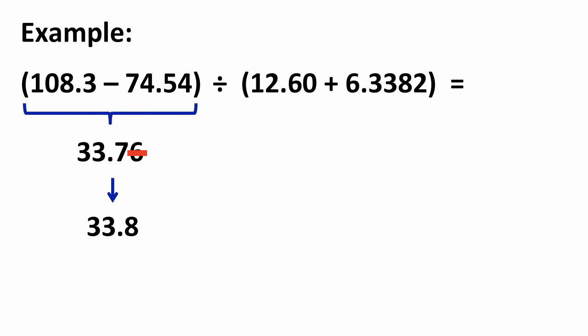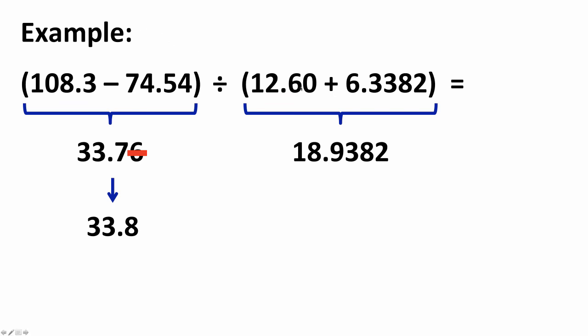Now next we do the other thing in parentheses. 12.60 plus 6.3382 is 18.9382. 12.60 is known to the hundredths place. 6.3382 is known to the 10,000ths place. That means the less precise value is to the hundredths, so we round to the hundredths. And again, 0.9382 rounds up to 0.94.